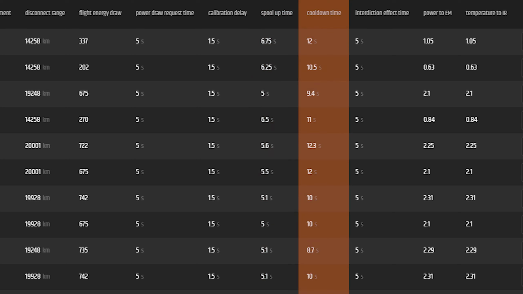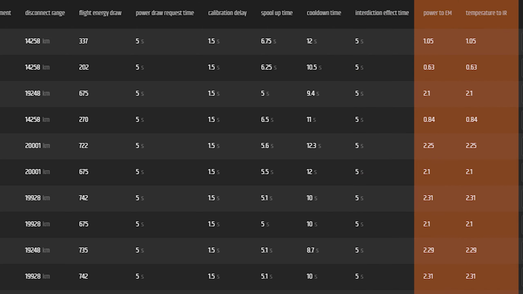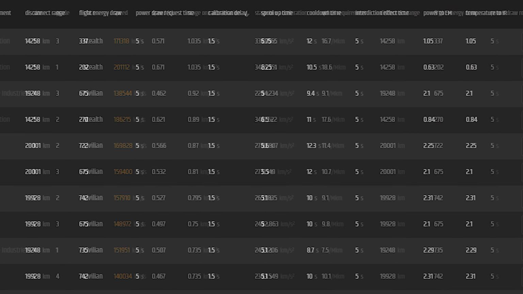Cooldown time is how long the quantum drive needs to rest after dropping out of quantum before quantum travel can be initiated again. This is drastically reduced if you never go past stage 1, which happens usually between a planet and its moons. However, these figures are not listed as the value is oftentimes negligible. Interdiction time is not really relevant. Power to EM is how much the drive contributes to your EM signal, with IR being the IR contribution. The lower the figure, the closer you need to be to your target in order to ping on their radar.